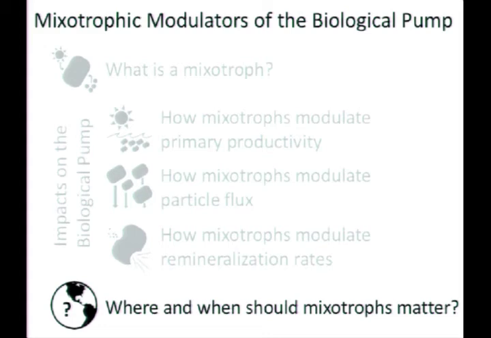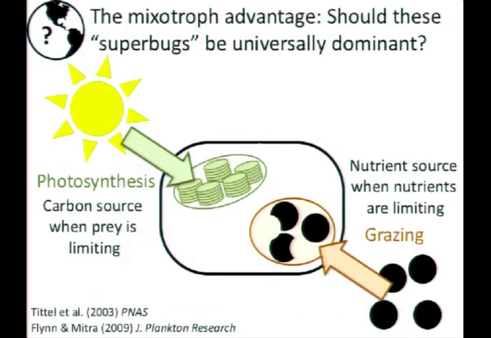So if nothing else over the past 20 minutes or so, I'm sure I've convinced you that the biology of mixotrophy is absolutely mesmerizing and fascinating. But we might ask ourselves, well, gee, okay, that's nice, but where do we go from here? Where and when, which ecosystem should we be studying to figure out exactly what the contributions of mixotrophs to the biological carbon pump are? And at a first blush, it's tempting to argue that they should be important everywhere, right? Shouldn't they be these universally dominant superbugs? Because I argued that they can do photosynthesis when they need carbon and they can eat when they need nutrients.